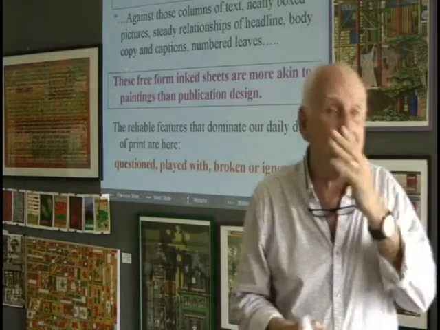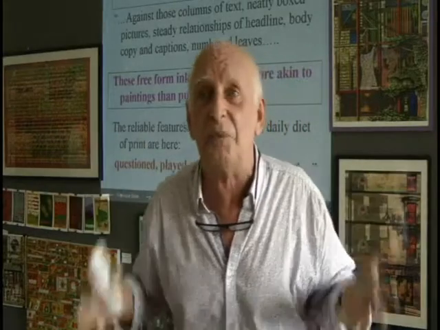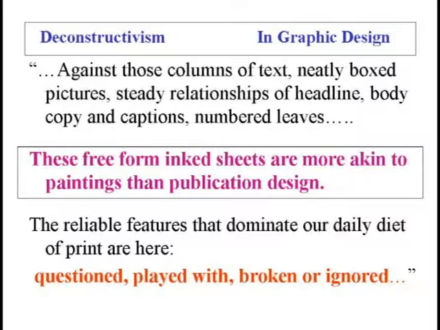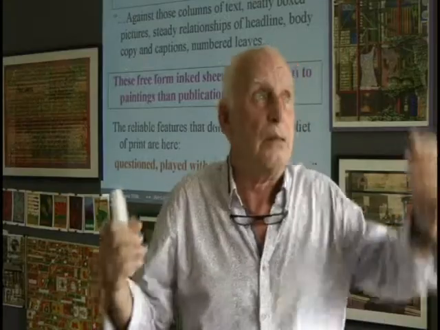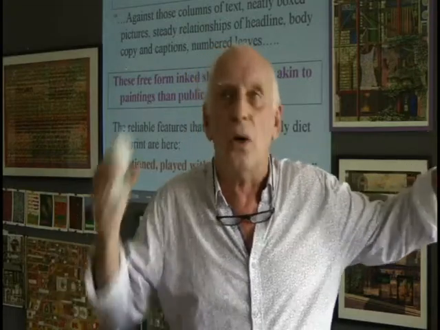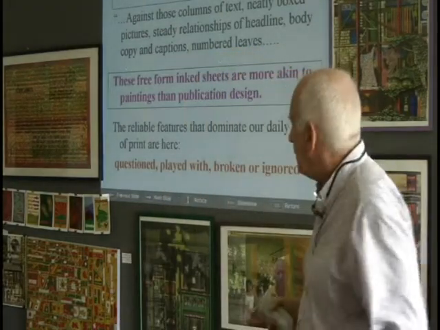And this, I think, is Carson talking about how to organize the graphics page. Against the columns of text, neatly boxed, pictures, steady relationships of headline, sub-headline, and text, all of that, what you get is free form space. Like when you look at the sky, you see a billion stars. They're all in a random order, and they're therefore powerful.